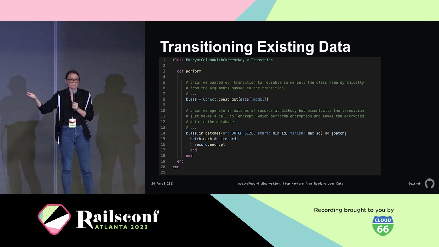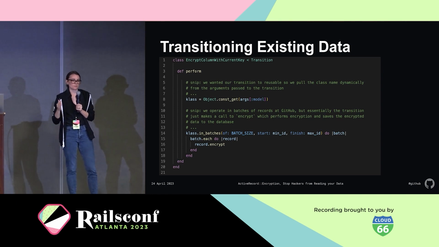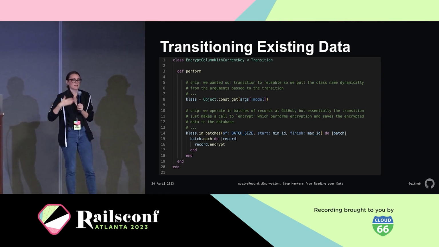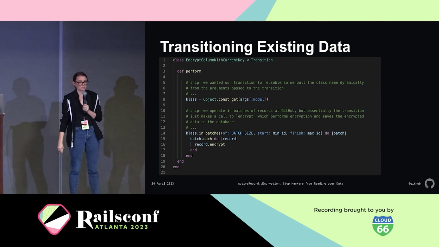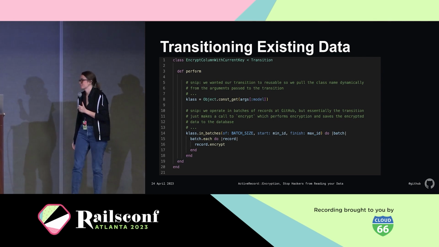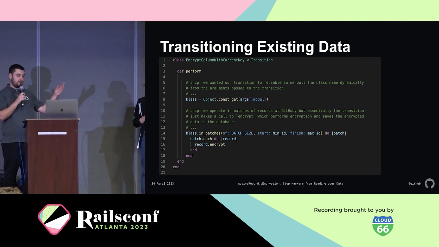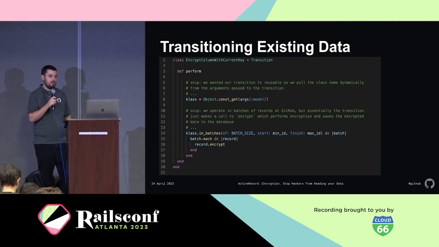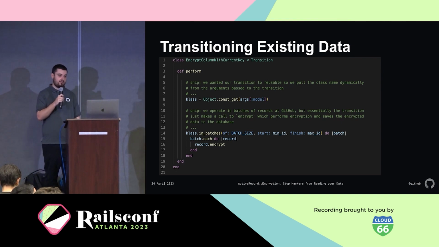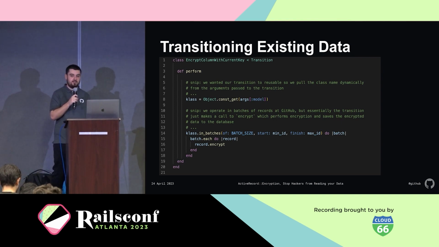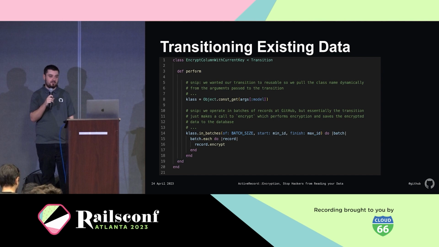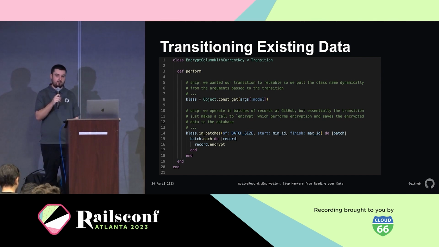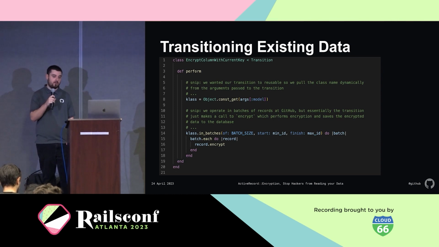But yeah, we found that this is really all you need to do, especially if you have your setup so that you can handle your previously unencrypted records or your previously encrypted records. With our transition here, we call Object.const_get, and you can pass it an argument. In this case, that's going to give us our model so that we can use this transition for any model that we need to. It's super easy for developers to just pass in the name of the model rather than having to write a transition for that model.